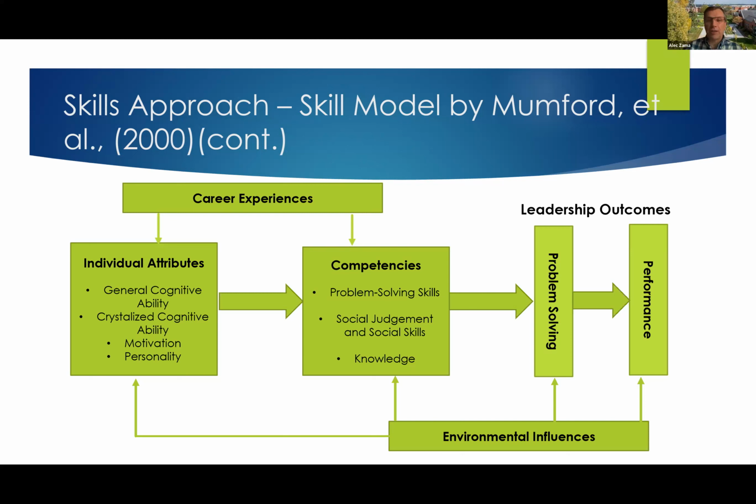Crystallized cognitive ability was impacted. Problem-solving skills were changed. So we had to deal with completely different problems that we haven't dealt with before. Social judgment, social skills. Now we have to deal with people remotely. How do we develop those relations, like team building exercises, and so on and so forth. So that influence, in addition to the individual attributes and competencies, affected the solutions of the problem, the quality of the problem solving, and then performance overall. So that's the skills model by Mumford and colleagues.